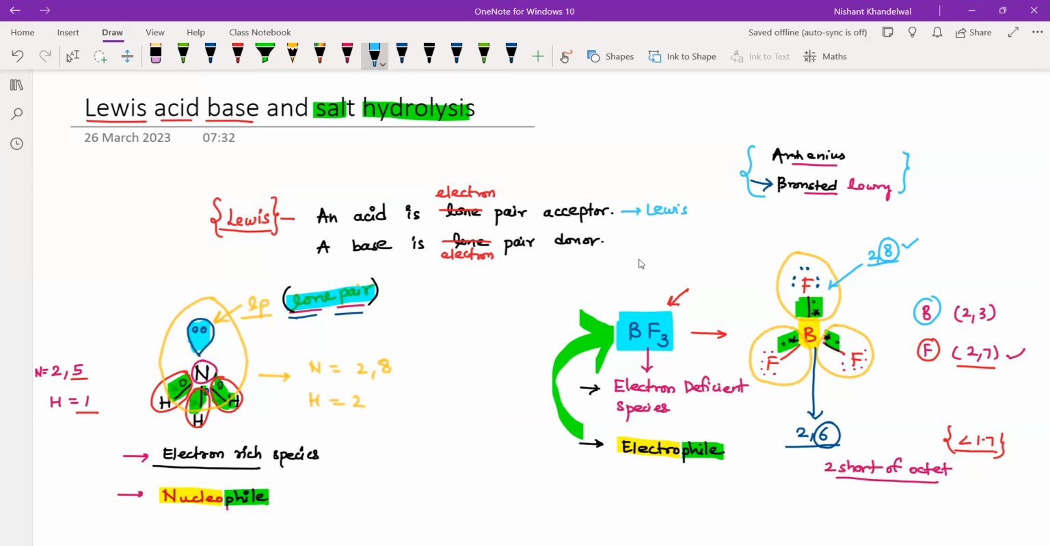An acid should accept electron pairs. So I guess NH3. Why would NH3 need an electron pair? There must be some reason. Wait, this is a lone pair, so it's extra. Yes, this is extra, so this should be a base. Exactly, very good. This should be a base because it is already rich. The one who is seeking electrons should be deficient.